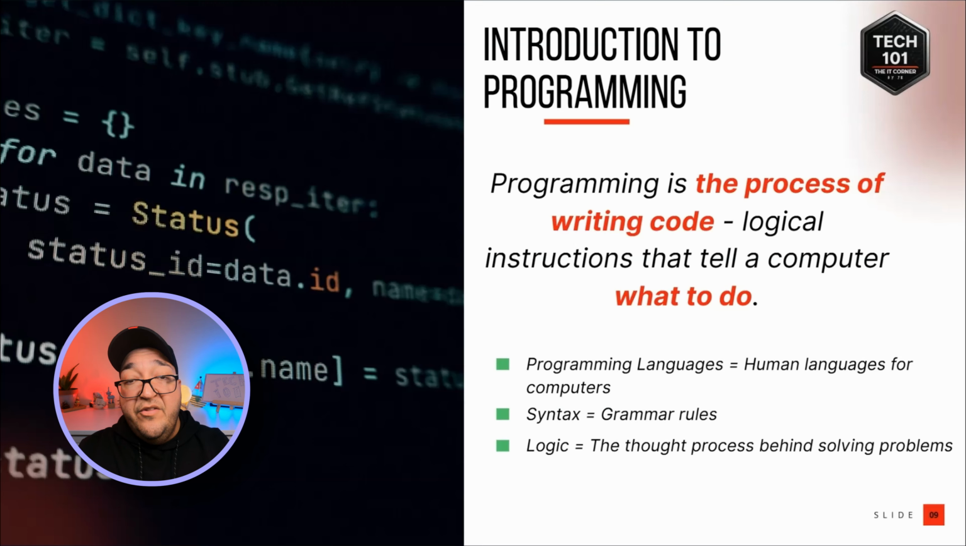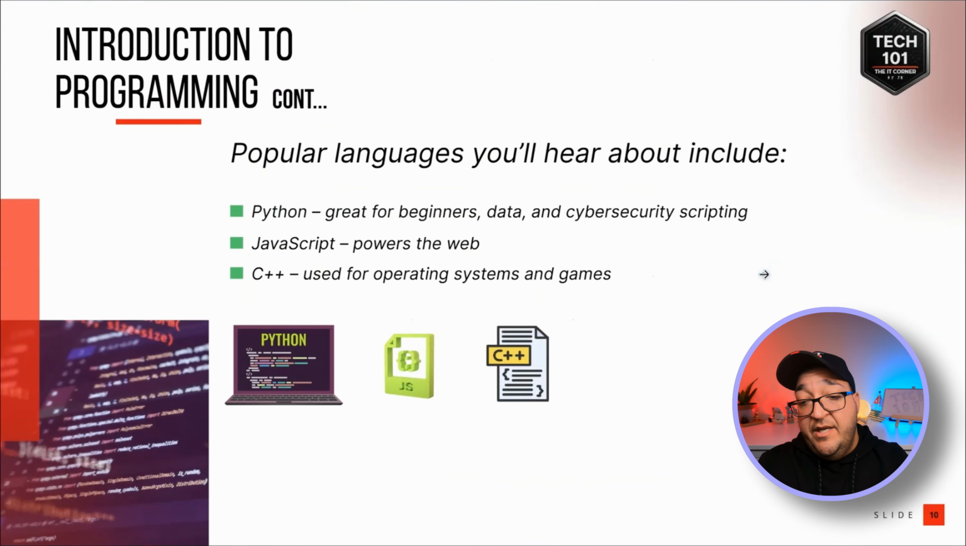Here's a simple way to think about it. Programming languages equal human languages for computers. The syntax is the grammar rules, and the logic is the thought process behind solving problems. So remember part 1, where we talked about zeros and ones, on and off, the language of computers? Every programming language that you see today, from Python to C++, eventually gets translated to binary language, those zeros and ones that we talked about.